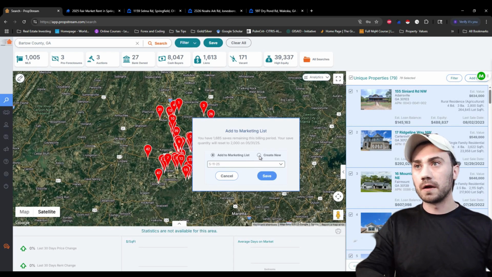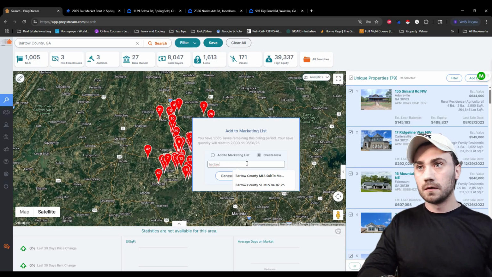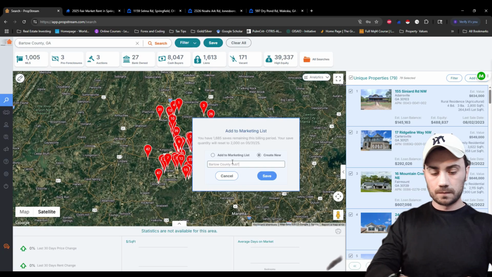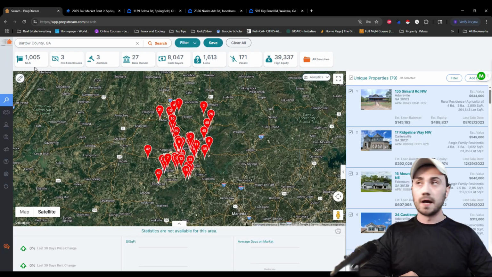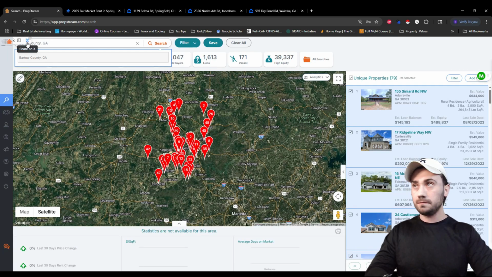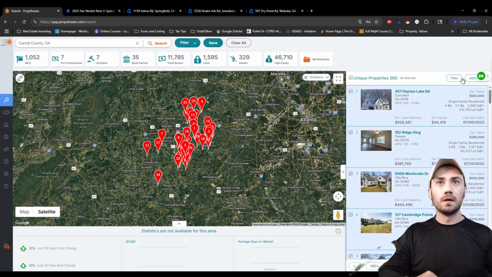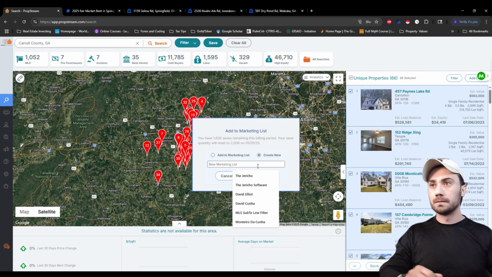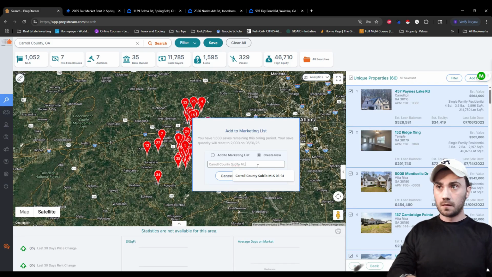Let's add a list. Let's create a new list. And I'm going to name this Bartow County. It looks like I had a list name here that was similar in structure: Bartow County, Sub 2, MLS. And I'm going to click on save. Now let's move into our next county, Carroll. So now we have Carroll County. We have 66 unique properties. I'm going to create a new list here in PropStream. I'm going to name it Carroll County, Sub 2, MLS.